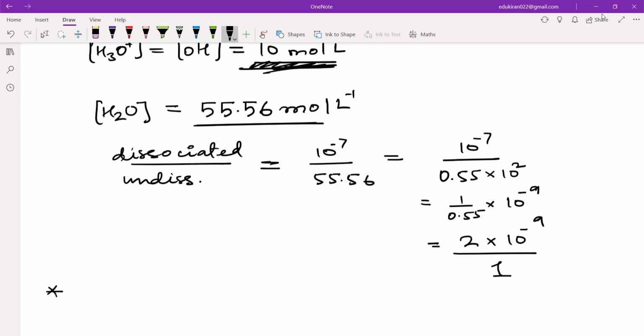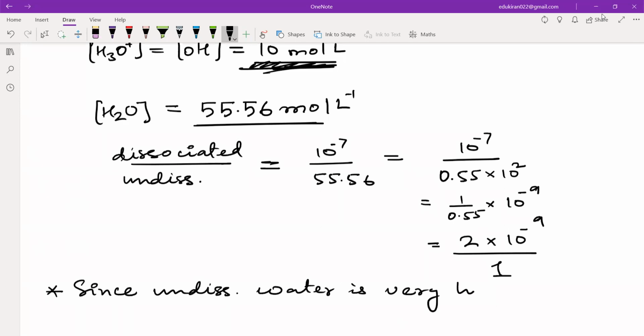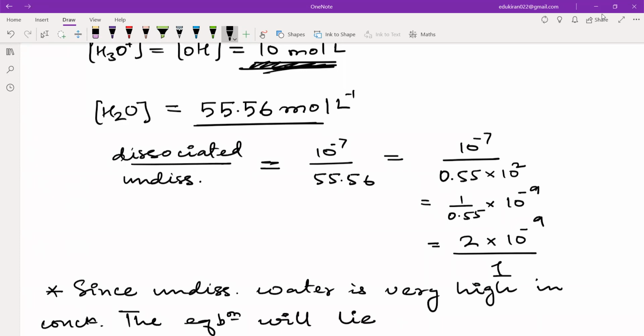Okay, and hence I can say that since undissociated water is very high in concentration, the equilibrium will lie towards reactants, or towards undissociated water.